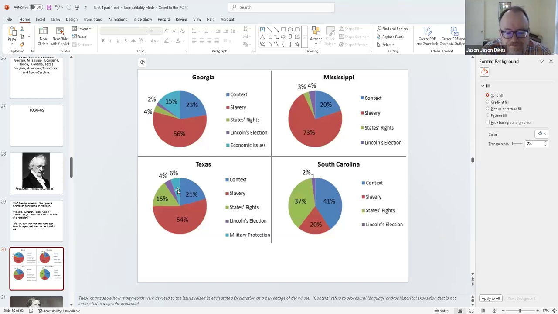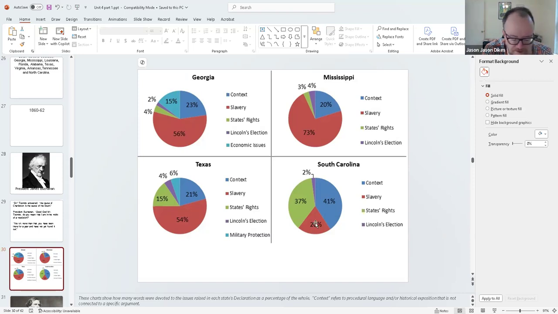Context, basically, language, historical exposition, et cetera, et cetera. Only South Carolina not voting half to slavery.